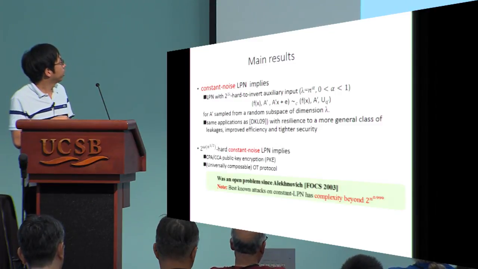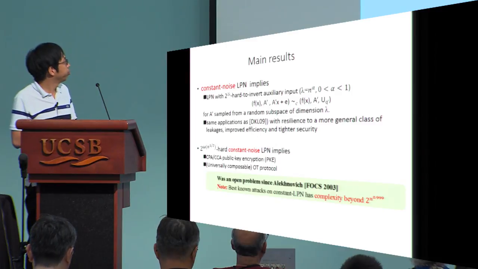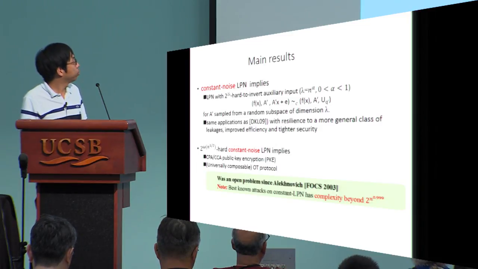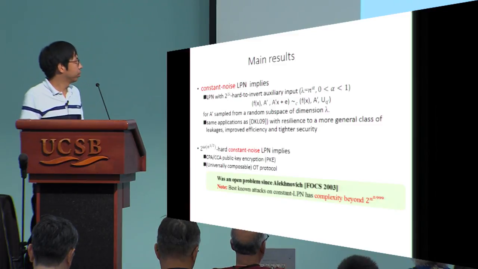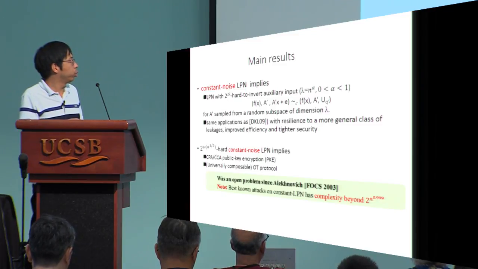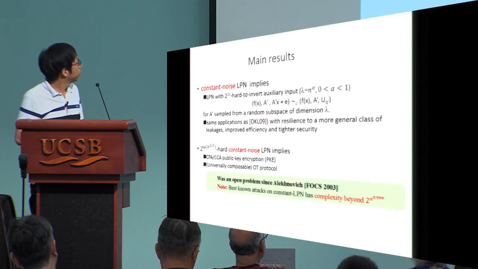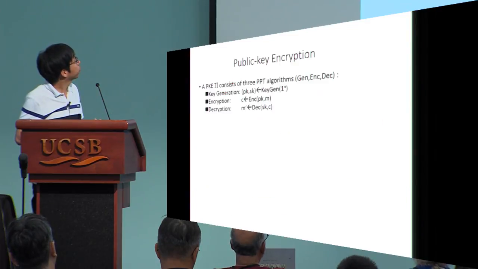Okay, so this was actually an open problem. And we mentioned that this sub-exponential hardness is reasonable because the best known attacks on a constant LPN have complexity much beyond n to the square root of n. The precise bound is 2 to the n over log n. Okay, so we will use some technical tools.